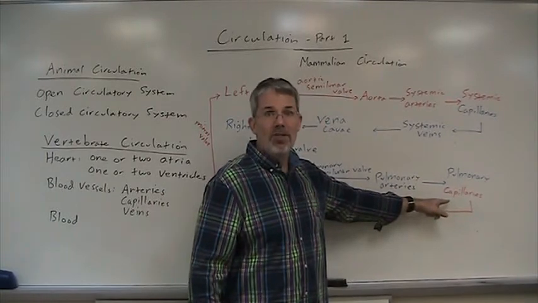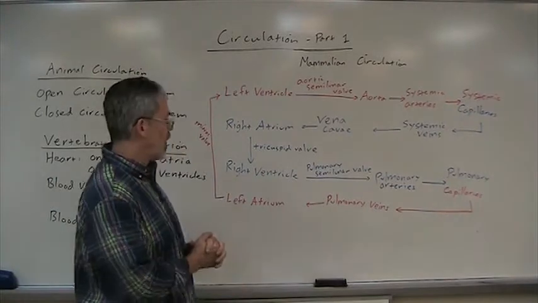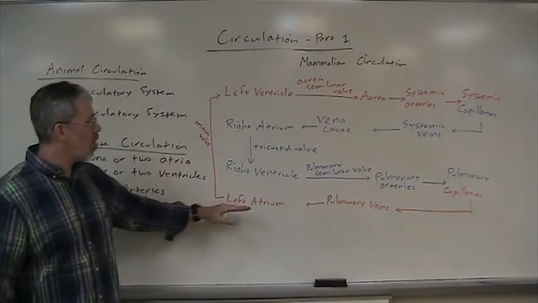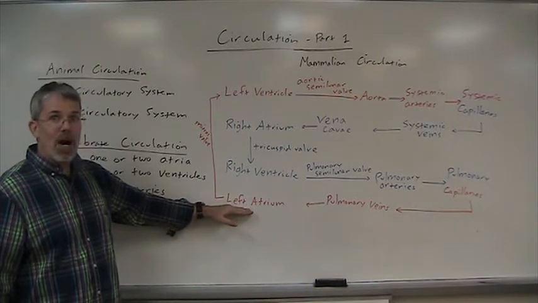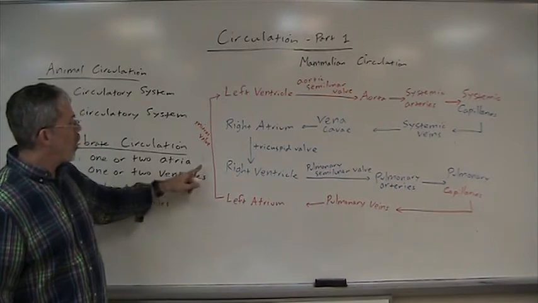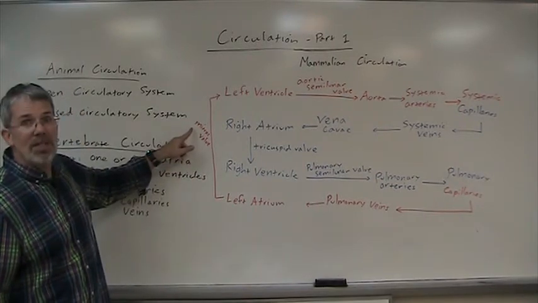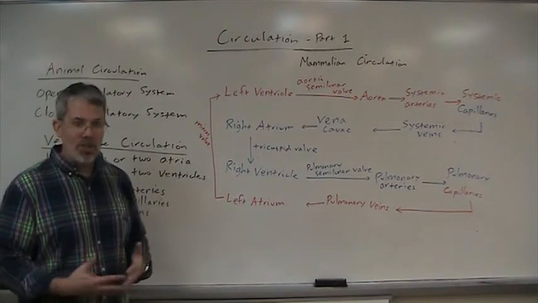We pick up oxygen, switch back to red. Pulmonary veins carry oxygenated blood back to the heart from the lungs, entering the heart at the left atrium. So now we're back to the left side of the heart again. Blood from the left atrium is going to go through the mitral valve, also known as the bicuspid valve, into the left ventricle, and we're back where we started from.